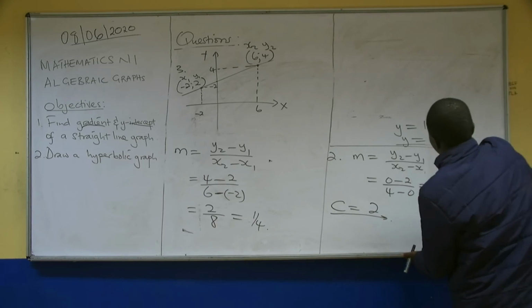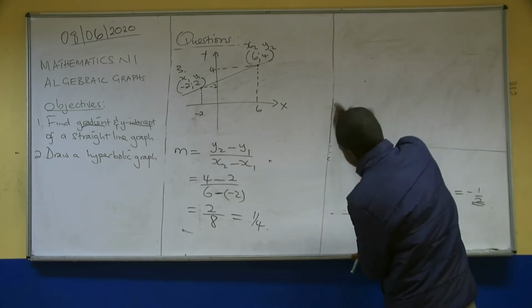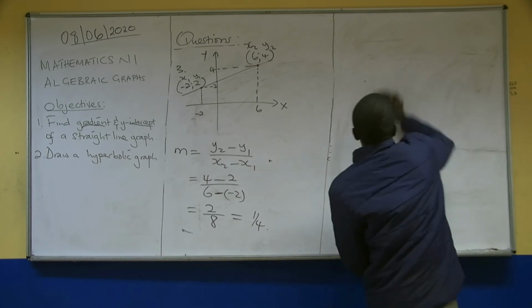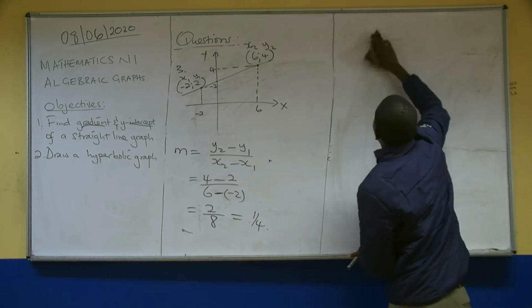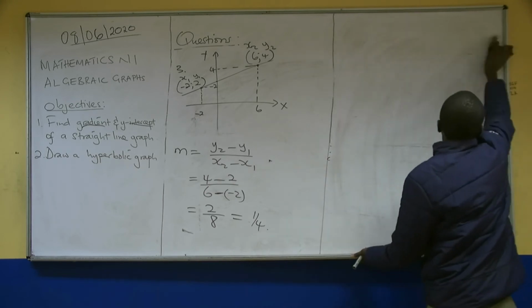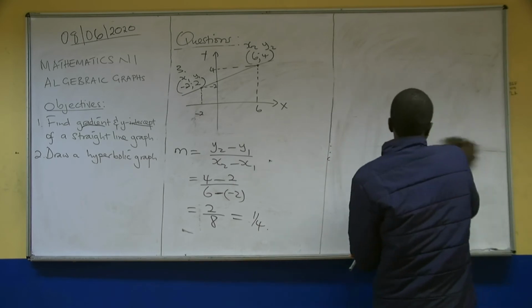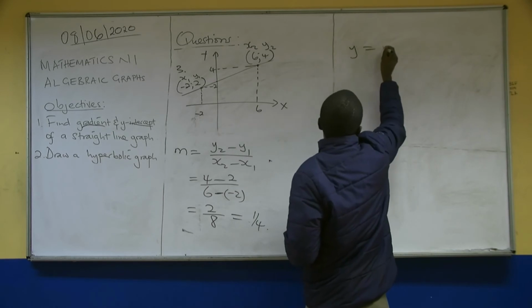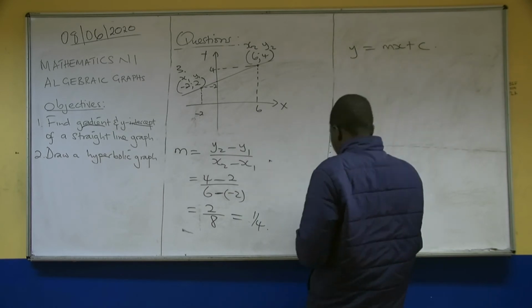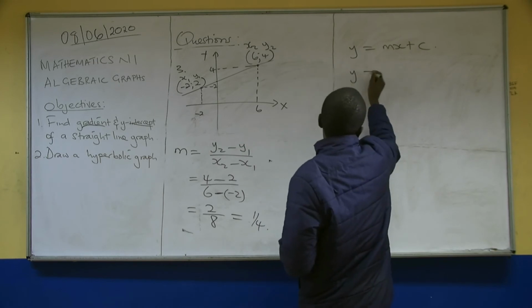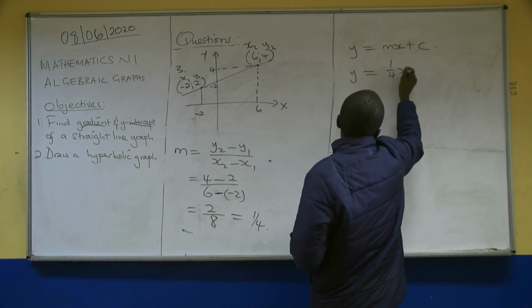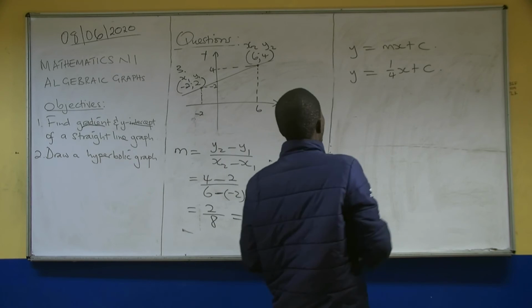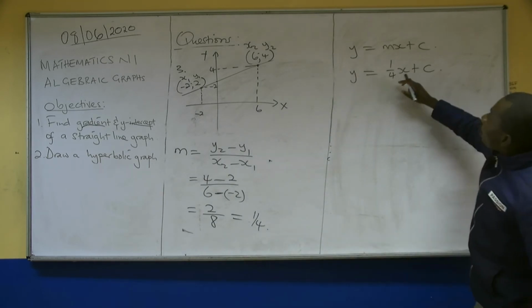Now, how do we find the y-intercept of that graph? We know that the equation of a straight line has a general form y equal to mx plus c. Knowing that is very important, which is what we were focusing on last time. So now we can say the equation of that line, even if you don't know it, is y equal to mx plus c. And you can safely say it is equal to 1 over 4x plus c. Why? Because we now know the gradient is 1 over 4.